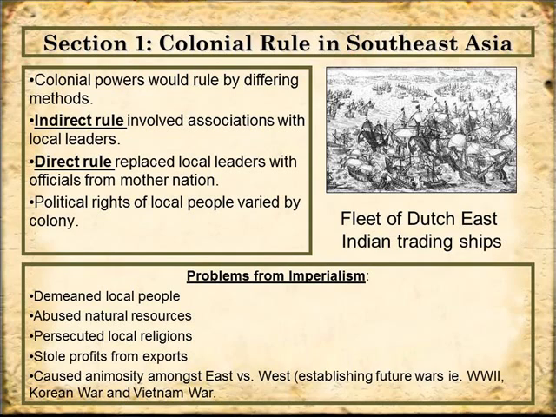It stole the profits of the exports from that area, and it caused a huge amount of animosity, which is hatred or anger of East versus West, establishing the future world wars that ended up happening. Also, for example, World War II, the Korean War, and the Vietnam War. So you can see some of the many problems of imperialism.